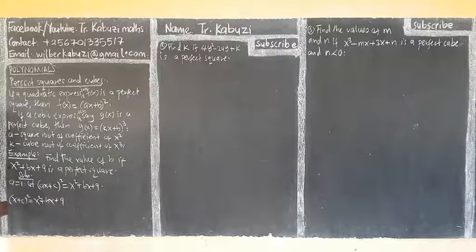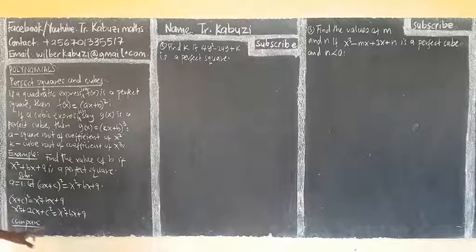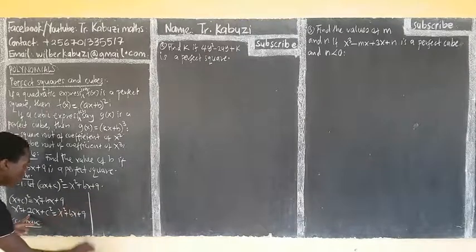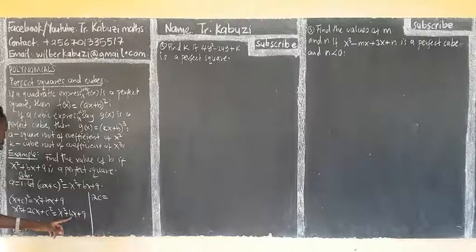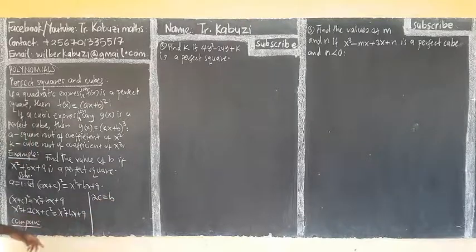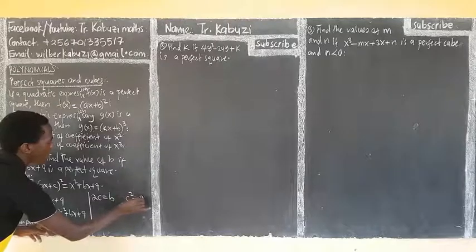So now I have (x + c) squared equal to x squared plus bx plus 9. Let me expand this. When I expand, I get x squared plus 2cx plus c squared, equal to x squared plus bx plus 9. Now we compare coefficients. The coefficient of x squared on this side is 1 and on the other side is 1. For x, our 2c is equal to b. When we compare the constants, our c squared is equal to 9.